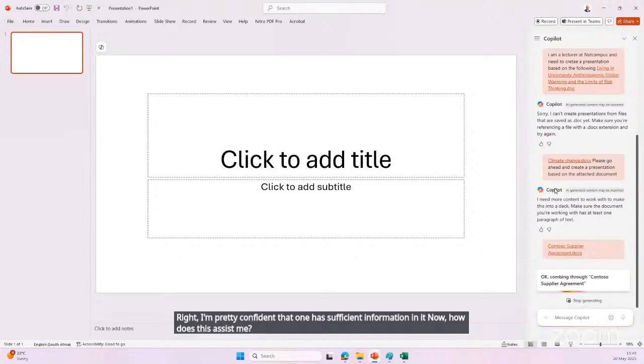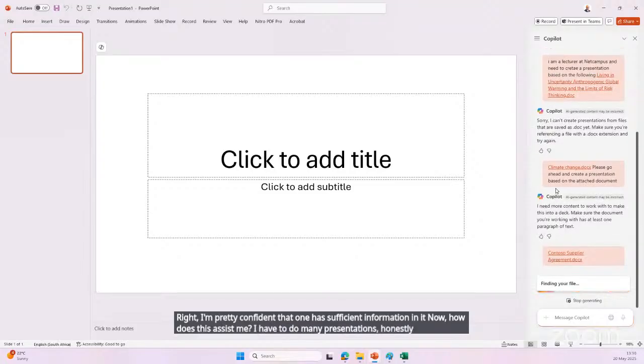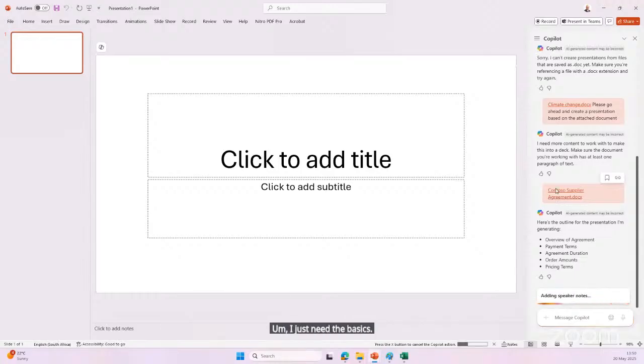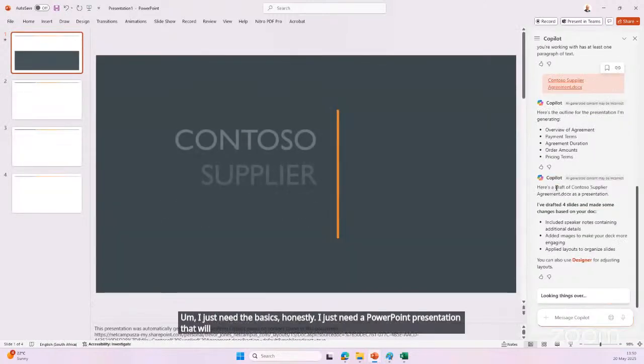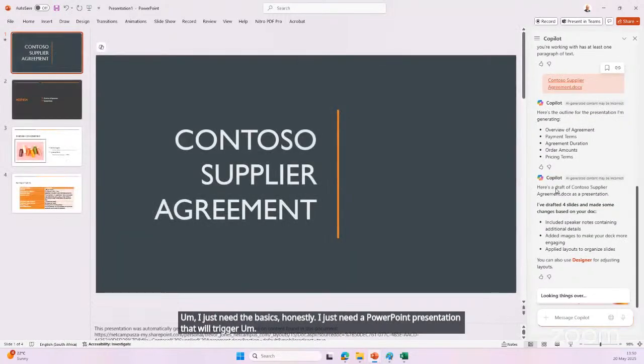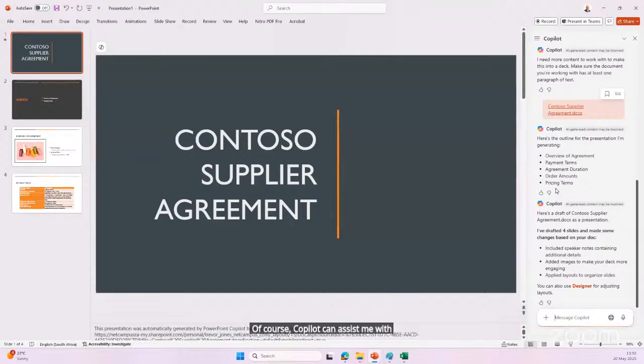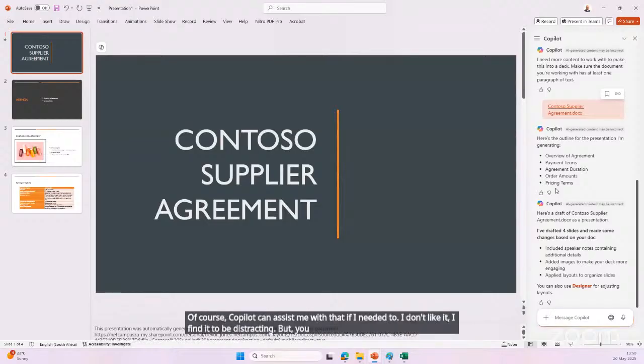I have to do many presentations, honestly, and you know, I've never been a PowerPoint aficionado by any stretch of the imagination. I just need the basics, honestly. I just need a PowerPoint presentation that will trigger an idea so that I can speak about the idea. Some people have asked me, Trevor, you know, why don't you do animations in your PowerPoint presentation? Of course, Copilot can assist me with that if I needed to. I don't like it. I find it to be distracting, but you know, to each his own, I would say.